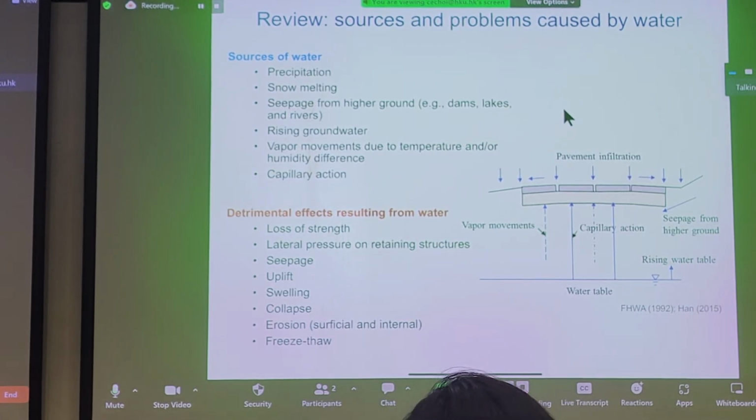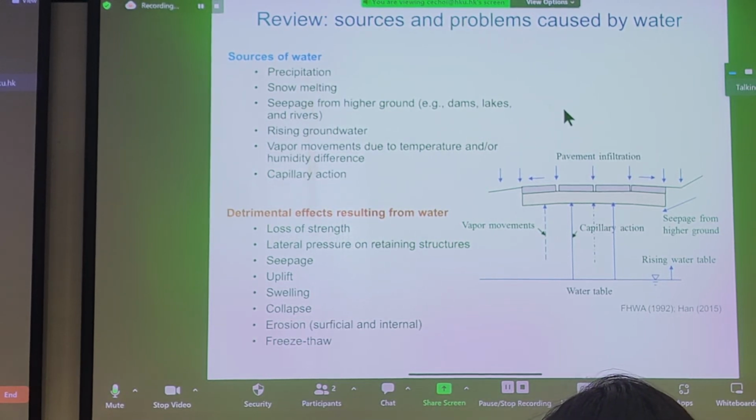You want to hear total head, which comprises 3 elements, right? Because you can also have artesian aquifers. So anyways, just off the top of my head, they always like to ask, total head controls flow and Darcy's law. Anyhow, so you can also get seepage from higher ground here. Dams, lakes, and rivers. You can also have rising groundwater, and you can have atmospheric soil interactions, capillary effects, vapor from high humidity. So these are sources of water.